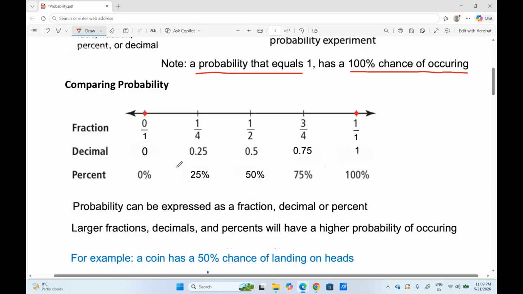Now, probability can be compared with fractions, decimals, and percents, or a ratio. In this case, we're just going to focus on fractions, decimals, and percents. As your fractions, decimals, and percents get closer to 1, or 100% in the case of percents, you have a higher chance of occurring. So larger fractions, decimals, and percents will have a higher probability or chance of occurring.